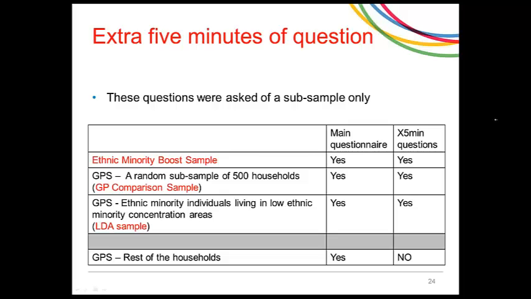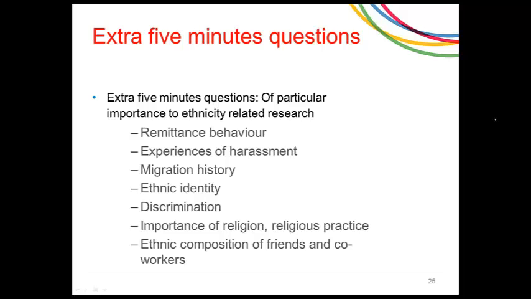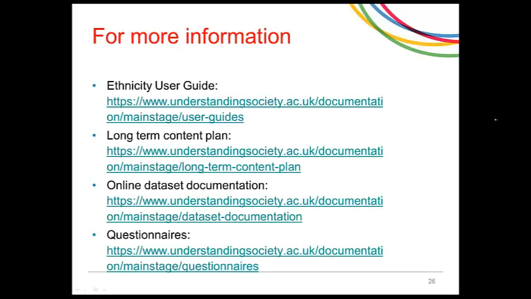By the way, the extra 5 minutes subsample are also asked all the questions that the rest of the survey sample gets asked. It's just that they're asked these extra questions as well. So here are a few examples of the questions included in the extra 5 minutes sample. But for a more comprehensive list and further details, you can refer to the ethnicity user guide and the long-term content plan, and we will talk about this a bit later.